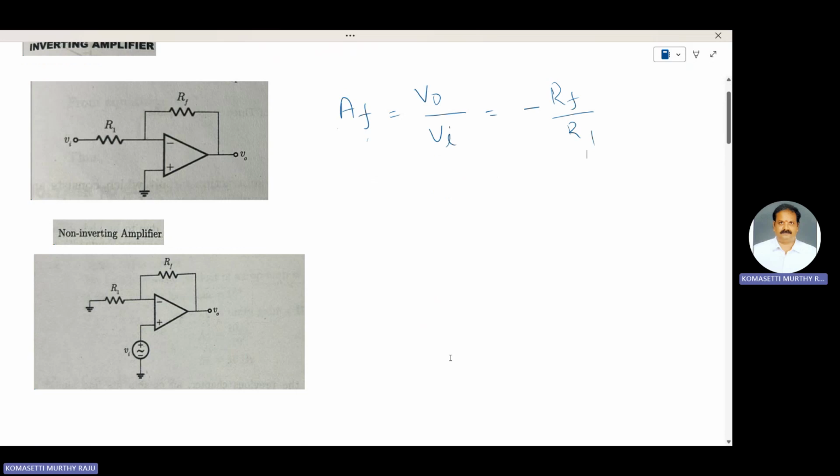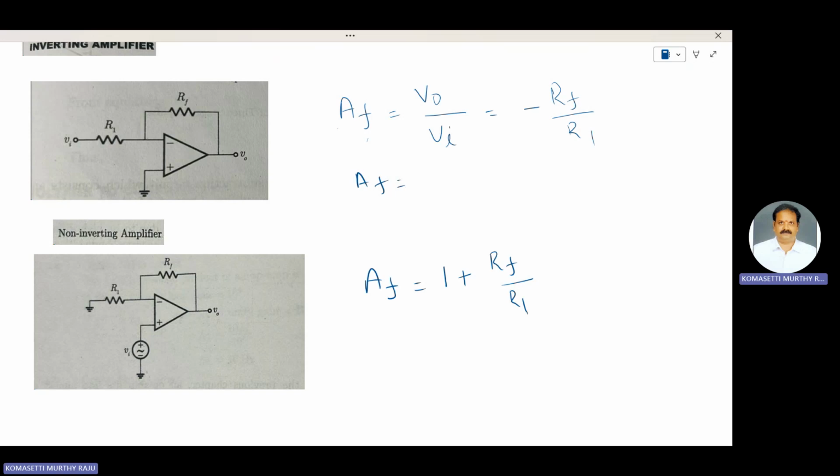the voltage gain for non-inverting amplifier is given by AF is equal to 1 plus RF by R1. Here AF is equal to V naught by VA, so AF is equal to V naught by VA is equal to 1 plus RF by R1.